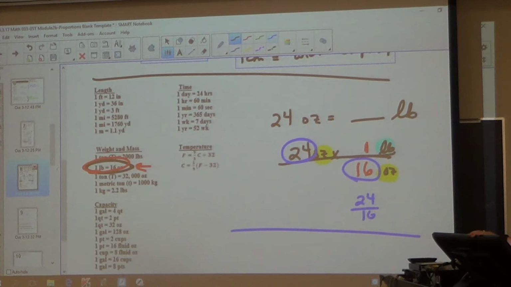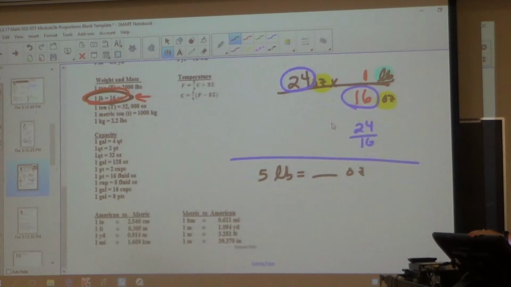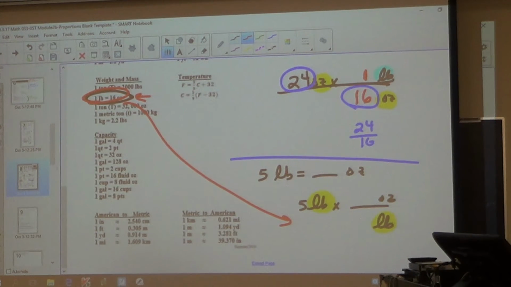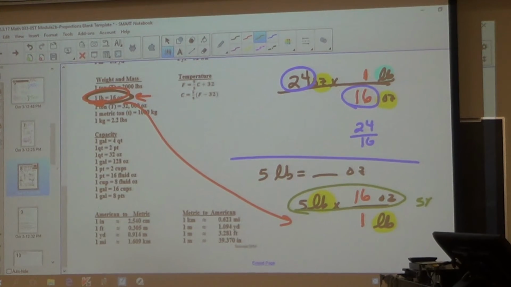Now, what if I would have said 5 pounds equals how many ounces? For that problem, you would have said 5 pounds times, since your pounds are in the top, what would you put in the bottom? Pounds. I still would have used the same something, but pounds are in the bottom now. See how your numbers are both in the top? So you would do 5 times 16. Whatever your units are in the problem, that's your units in the bottom, because you want those units to cancel.